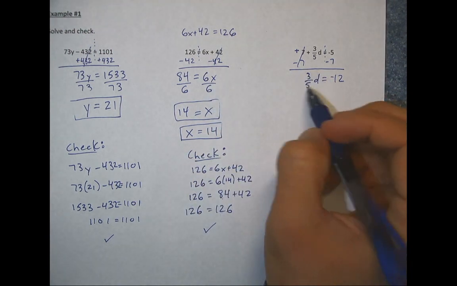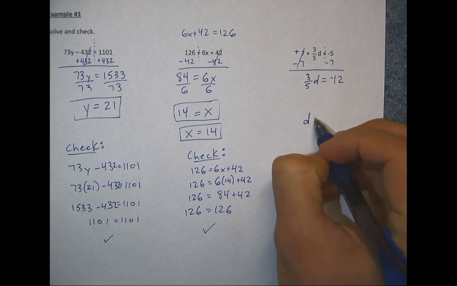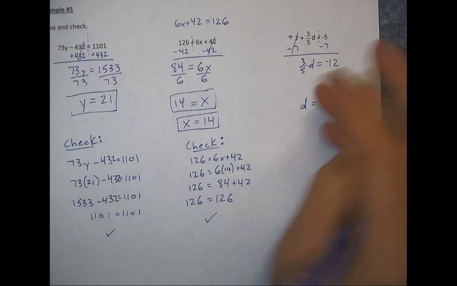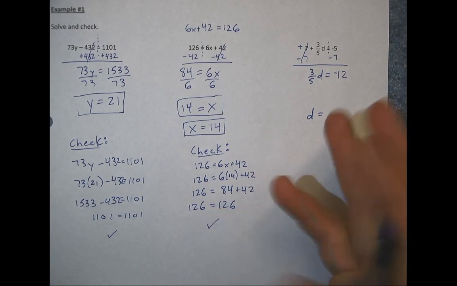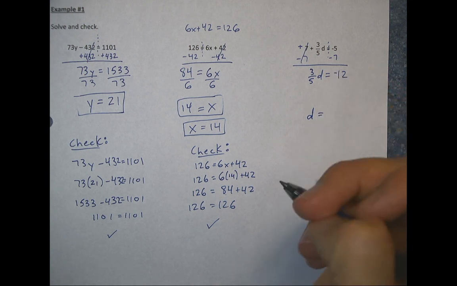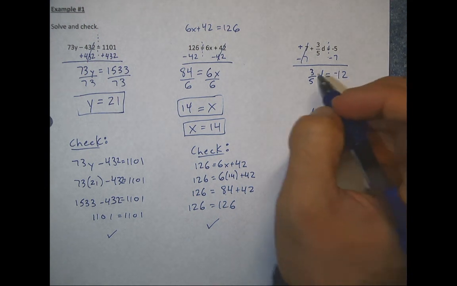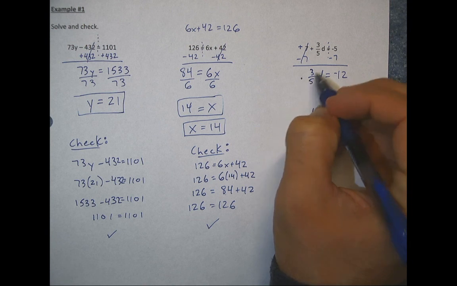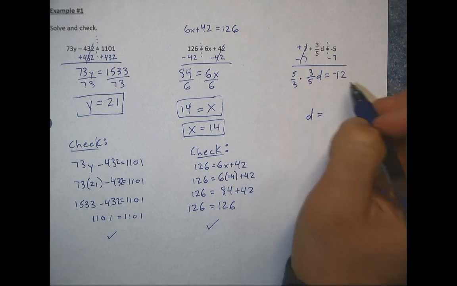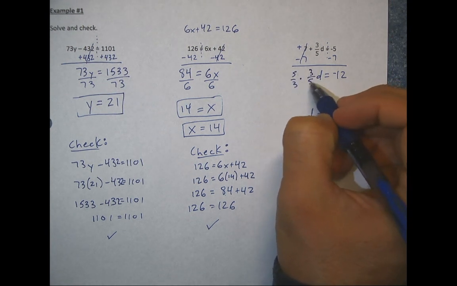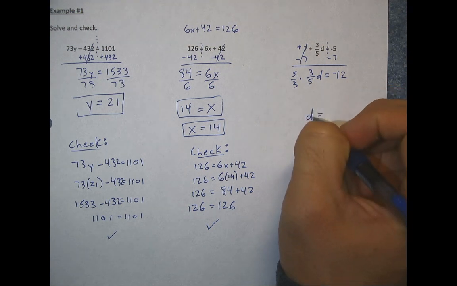So I want to create a 1D. I want this to be a 1. So when I have a fraction, what do I do to get 1? Well, I multiply by the reciprocal. We just studied that. So if I multiply 3/5 by the reciprocal 5/3, I would end up with 15 over 15, which is a 1D, which is what I want.